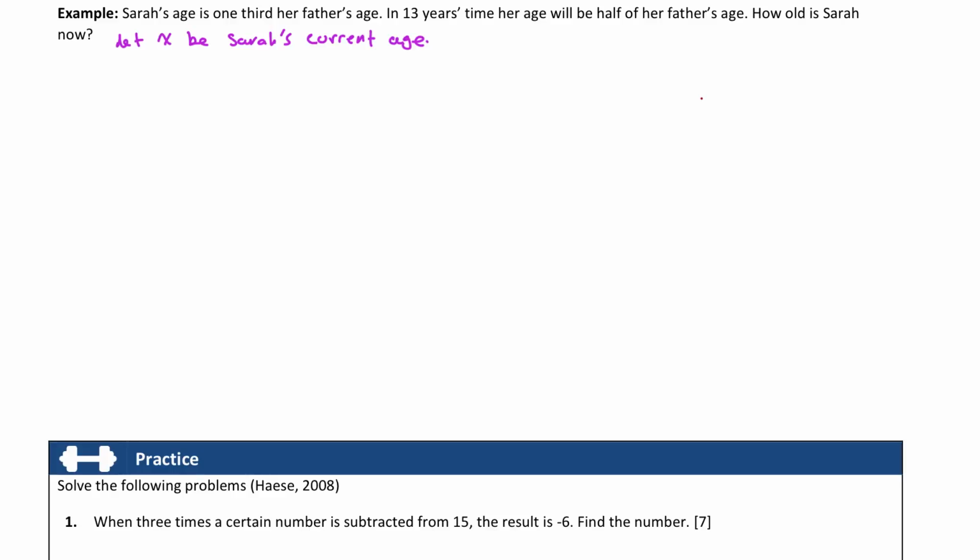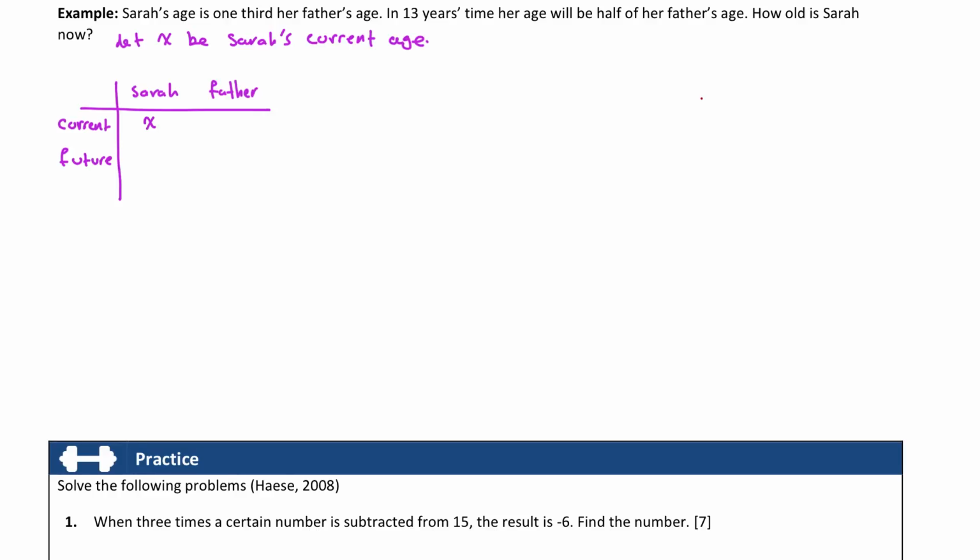Now, in terms of wording, this question is a little confusing, so it's not a bad idea to draw a little table and write current and future and Sarah and father. And using this table, it will help us a little bit with organizing and coming up with an equation to use to solve our problem here. So first of all, Sarah's age currently is x.